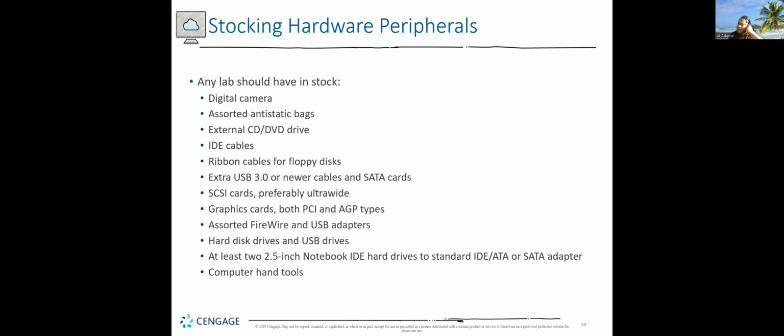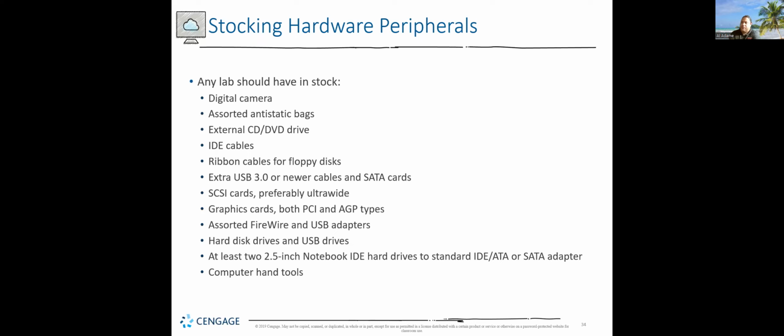This is where your lab should have a digital camera in stock, because you need to take pictures of stuff sometimes. Assorted anti-static bags, to catalog and put things away. An external CD/DVD drive, in case you need to read stuff you don't want to affect your computer. IDE cables, yeah, I guess the IDE drives are still around. Ribbon cables for floppy disks, yeah, I'd argue, just in case.